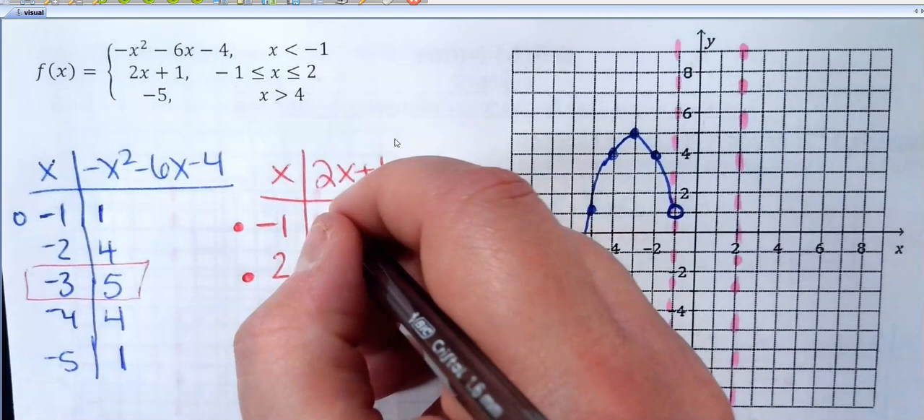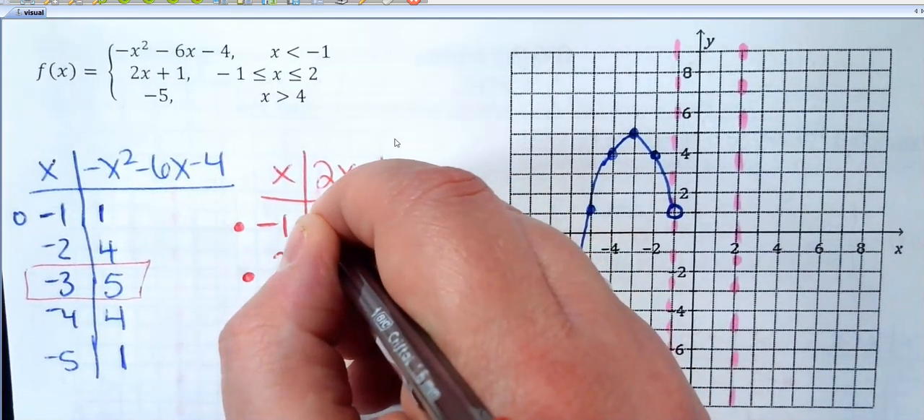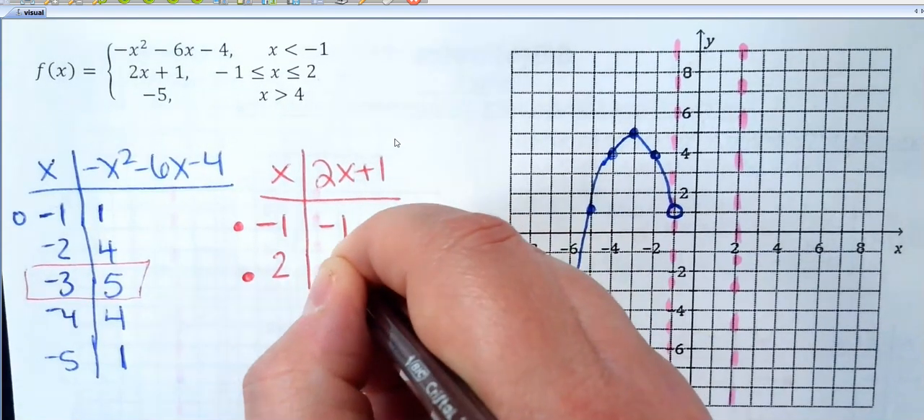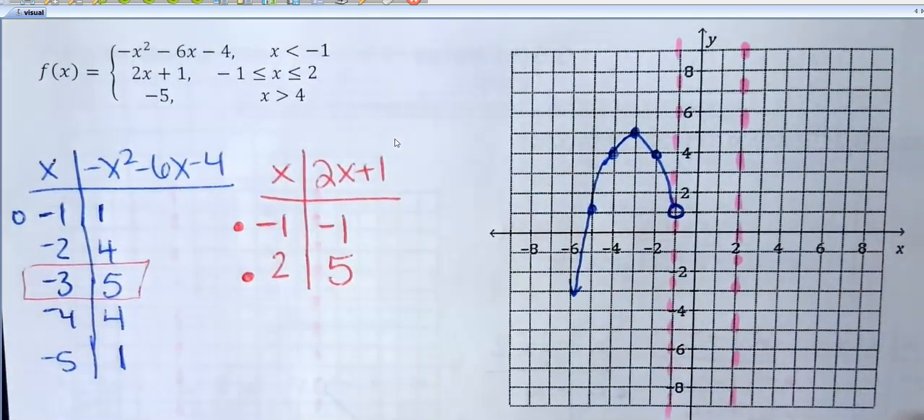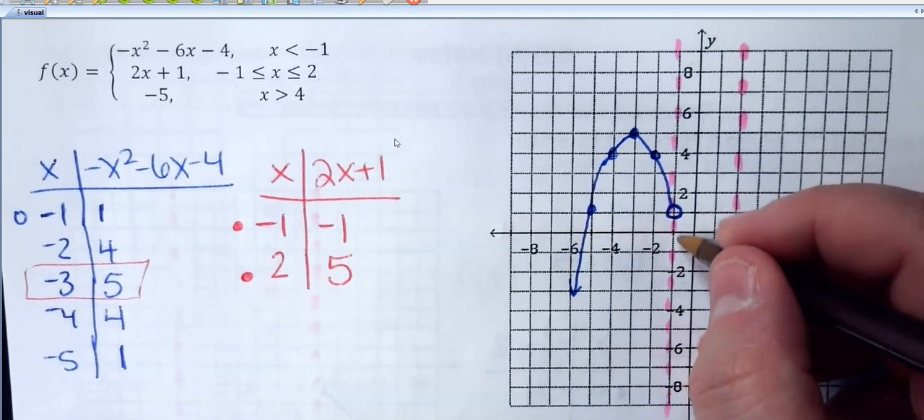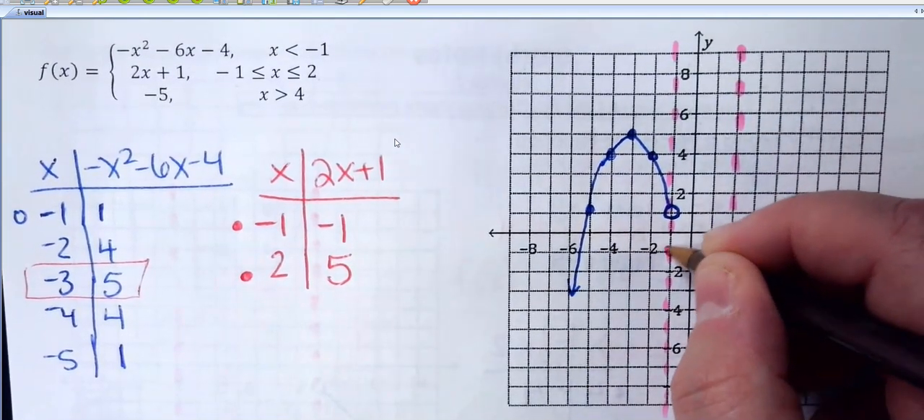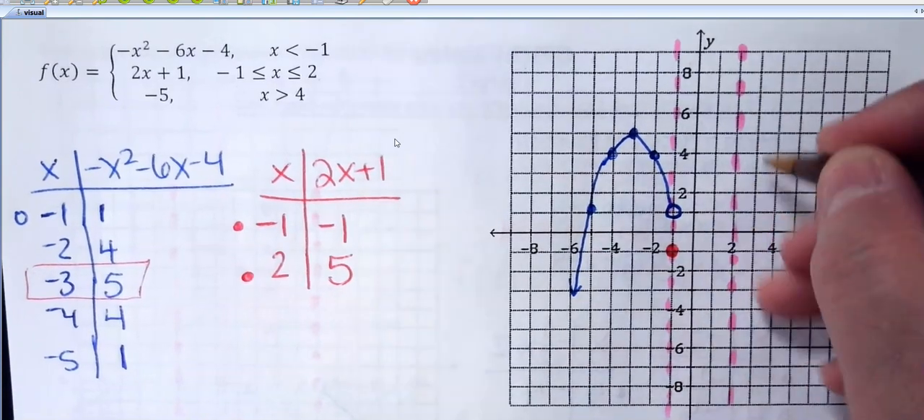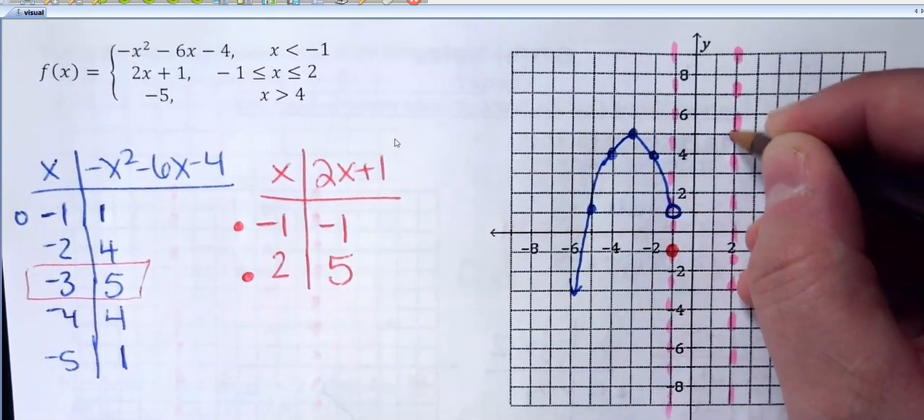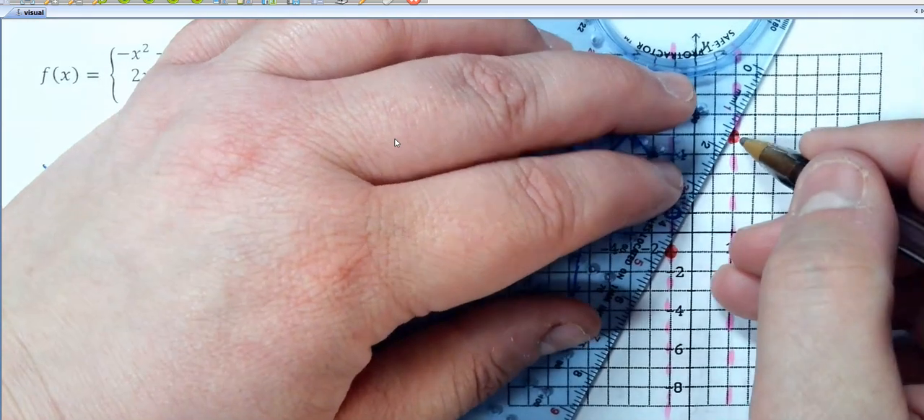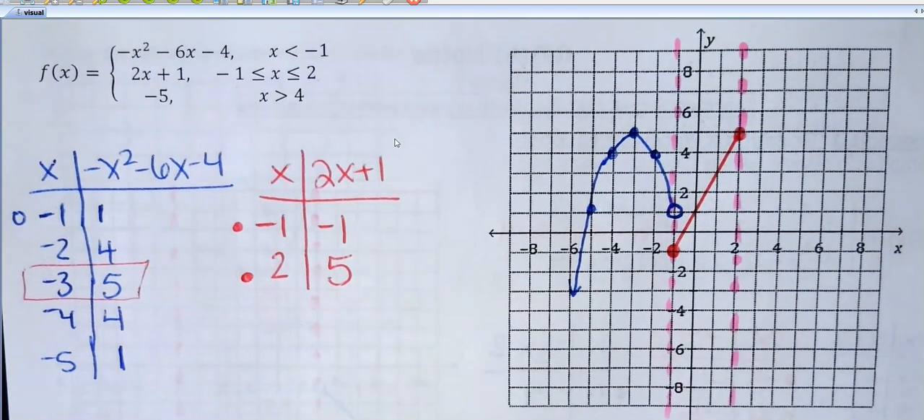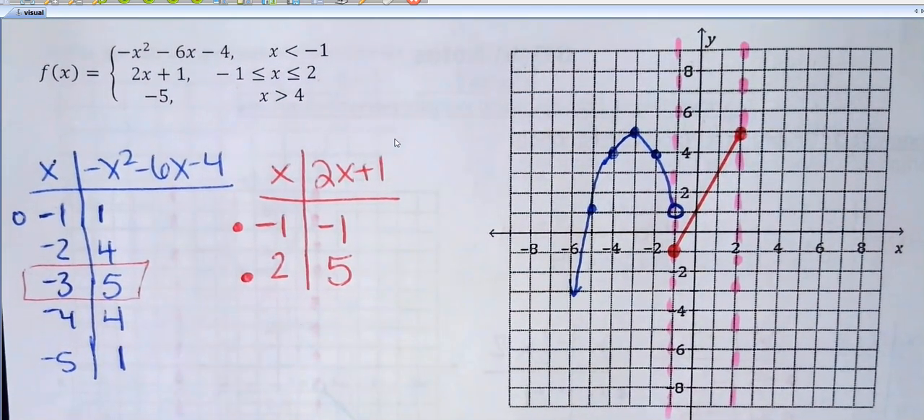All right, so this would give me, let's see, negative 1, and this would give me 5. So I'm just going to plot those 2 points. Both of them would be closed circles. So negative 1, closed circle. And 2, 5, closed circle. And you do not have to do this. You can just sketch it the best you can. I'm just going to use my contractor real quick to make that really straight. But that piece would look like that.